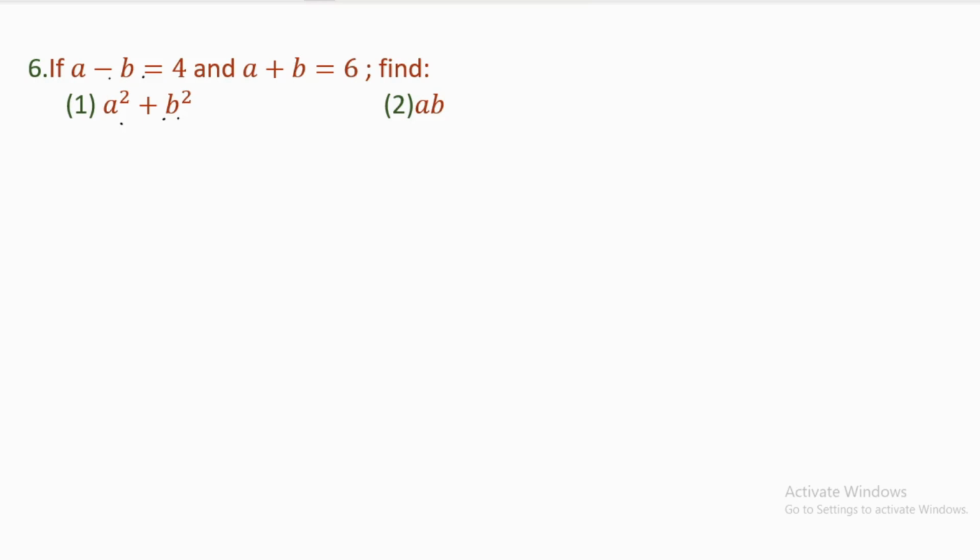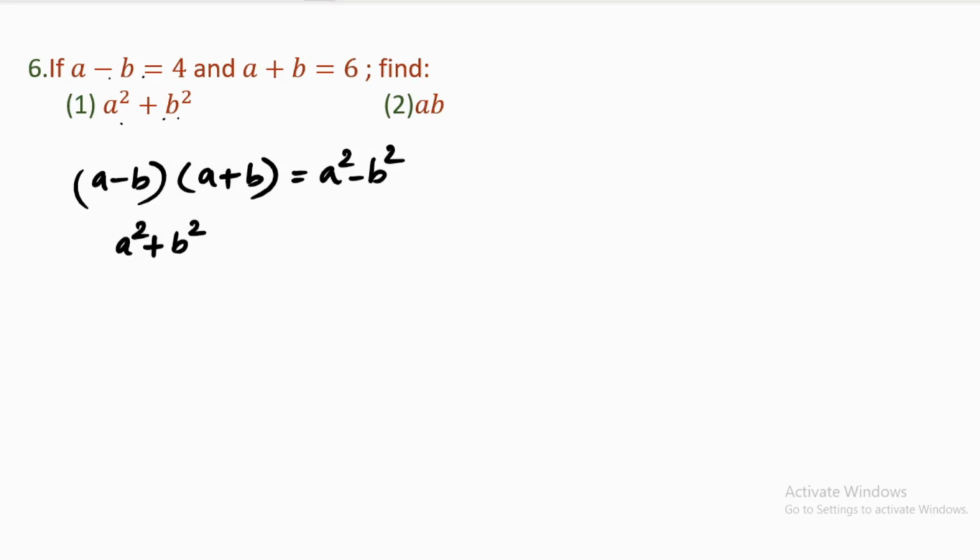Alright. Now we'll go to question number 6. The question is, if a minus b equal to 4 and a plus b equal to 6, find the value of both a square plus b square and ab. A minus b value is given and a plus b is also given. So if the question asked for a square minus b square, it would be easy for us: a minus b into a plus b equals a square minus b square. But here the question asked is not a square minus b square, but a square plus b square. So we'll see how to solve it.